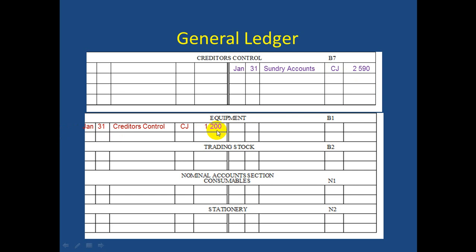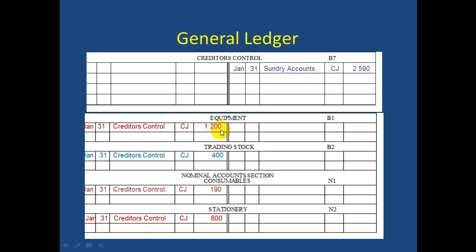Okay, what happened on the 31st again? Equipment went up by 1,200 Rand. Equipment is an asset. Assets go up on the debit side, hence why you see it on the left-hand side. We took it from our creditors control. Or rather, if I can put it this way, we've bought this, but we've bought it on credit, and therefore it's gone into our creditors control and increased our creditors control. Same thing with trading stock, bought it on credit, increases our creditors control. Same thing with consumable stores, and the last one, stationery, which we also put on credit.